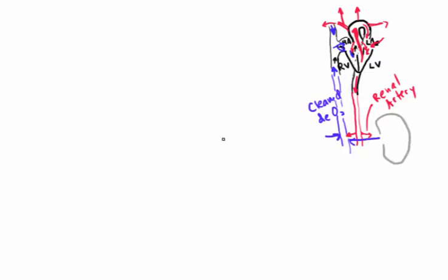The blood returning back to that kidney is going to be coming back through the renal vein. Okay, so let me draw that a little bit better. The renal vein is going to be taking deoxygenated and clean blood back up to the heart.